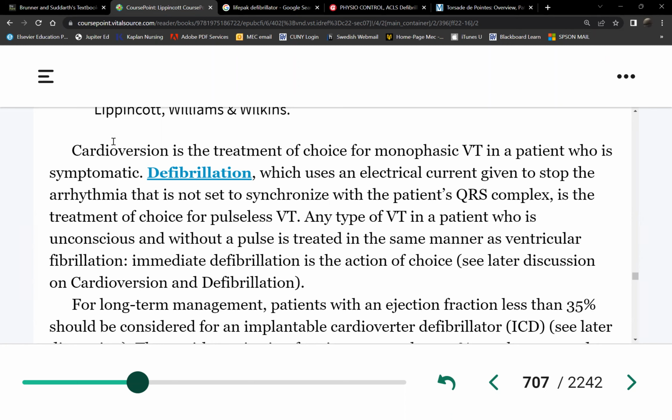Okay, all right. So you have to generate the circulation first. Generate blood pressure by good chest compressions.